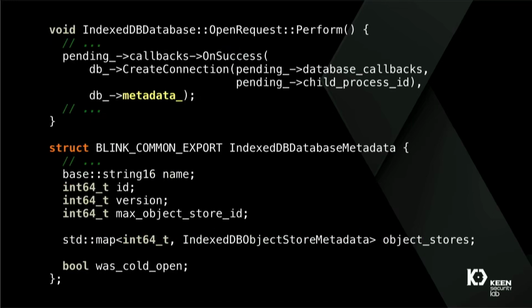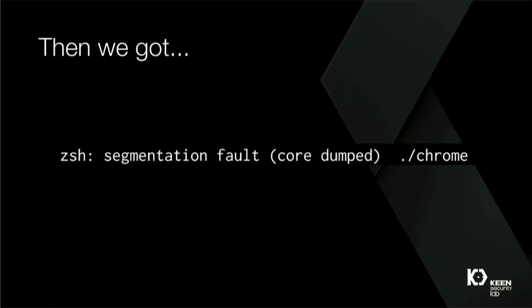In the perform function, we can see that if we can successfully open the database, it will send back a connection and the DB's metadata via the on success callback. Besides, metadata is a member object of structure type IndexedDB database metadata, which includes a base string. Obviously, we can easily control the string since info leak is not difficult for us. And after carefully constructing the fake IndexedDB database, I successfully reached the on success callback. But then I got a segmentation fault.